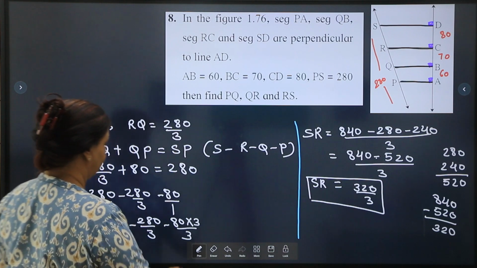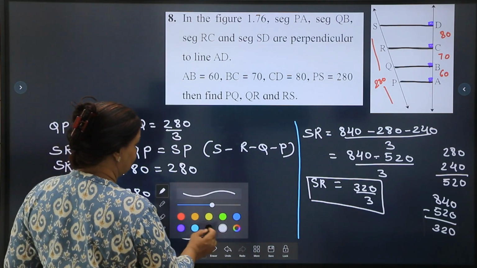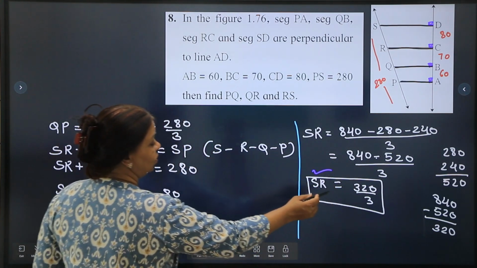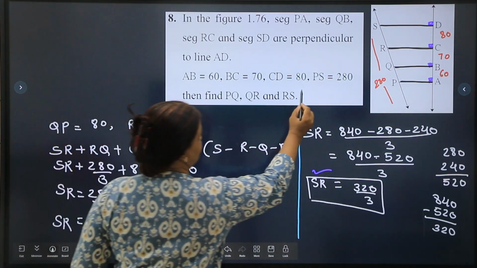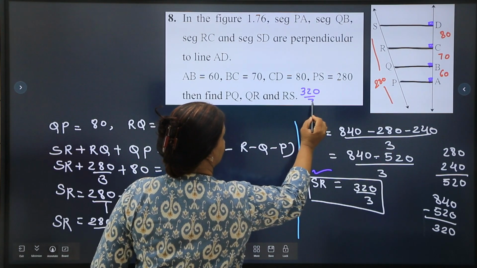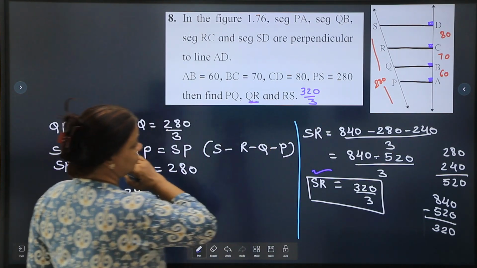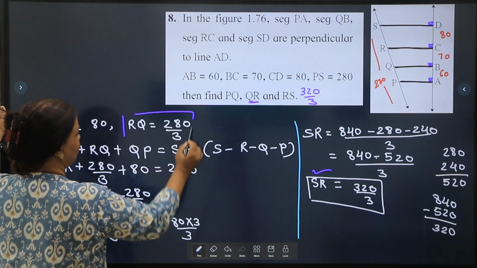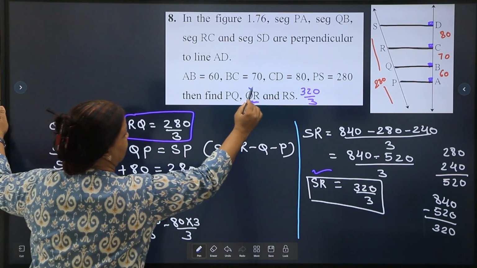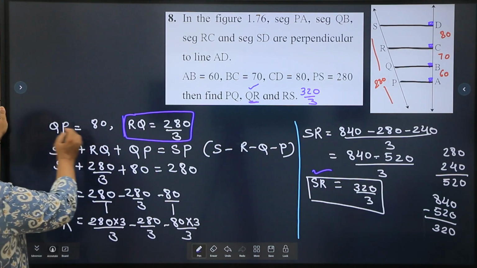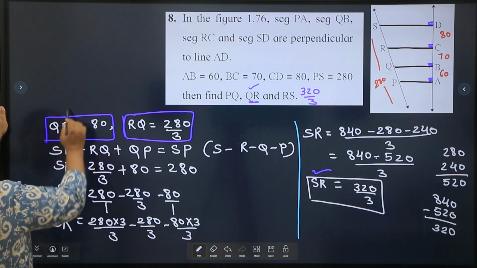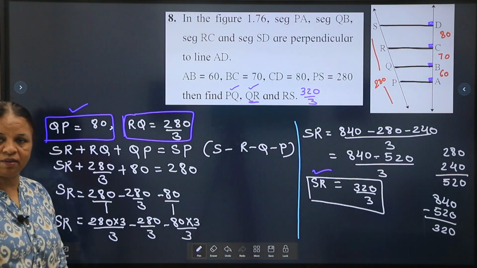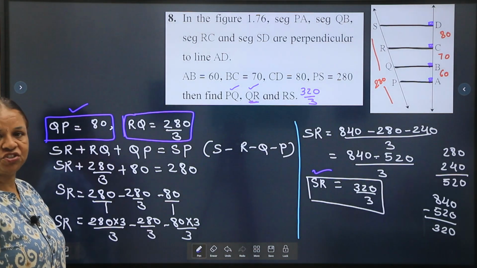So we were to find out SR. SR we got here 320 upon 3, QR we got here 280 by 3, PQ we got 80. So you can pause, children, and you can solve the sum. Let's begin with the next question.